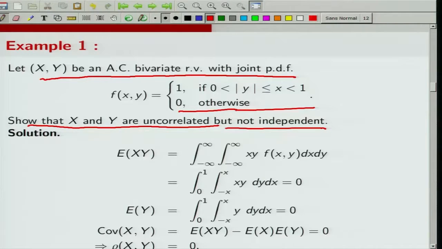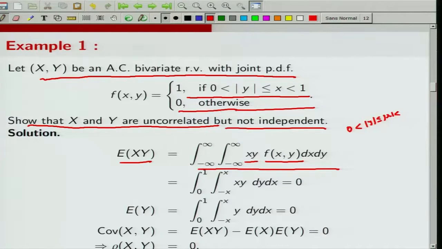So, let us try to see what is expected value of XY. Expected value of XY would be the integral of xy with the joint PDF over the whole R2. Now, density is only positive in this range, which is 0 less than mod of y less than or equal to x less than 1, and there the density is 1. So, that means I have to integrate 1 along with xy over this range. So, if I look at this range, what I try to do is I first fix x as a free variable.